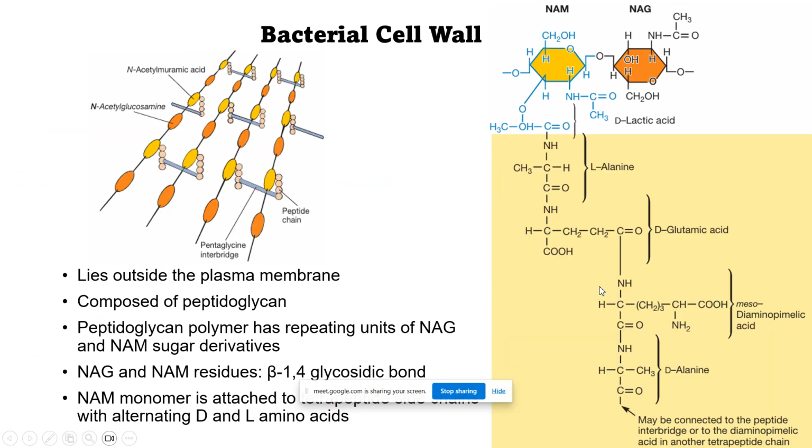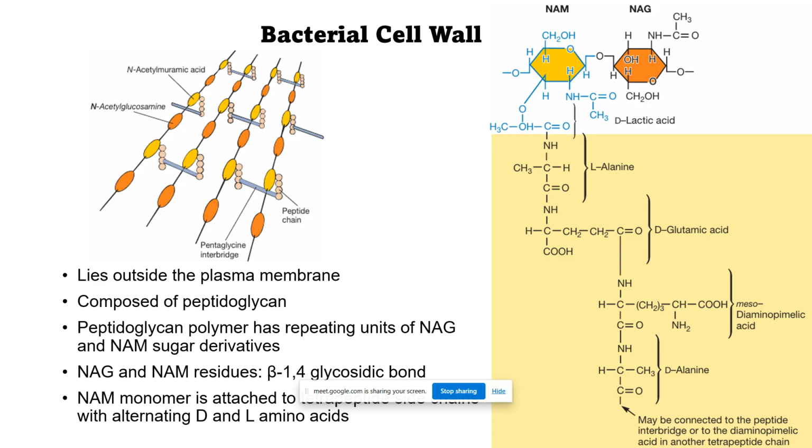Okay. Now coming to the bacterial cell wall. If we look at the structure of the bacterial cell wall, why is it important to study it? Because based on the cell wall of bacteria, bacteria can be classified into two groups. One is the gram-positive bacteria, and another is the gram-negative bacteria. The cell wall of bacteria is made up of a structure called peptidoglycan, right?